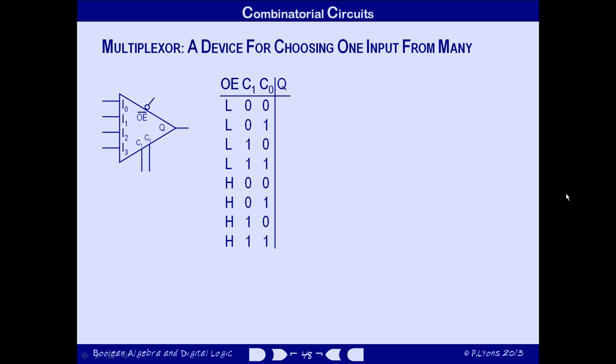Well, how does that make sense? Well, the first row will have input I0 as its output. What we're saying here is that if the input combination where output enable is low and C1 and C0 are both low occurs, then the output depends on I0. If it's high, then the output will be a high. If it's low, then the output will be a low.